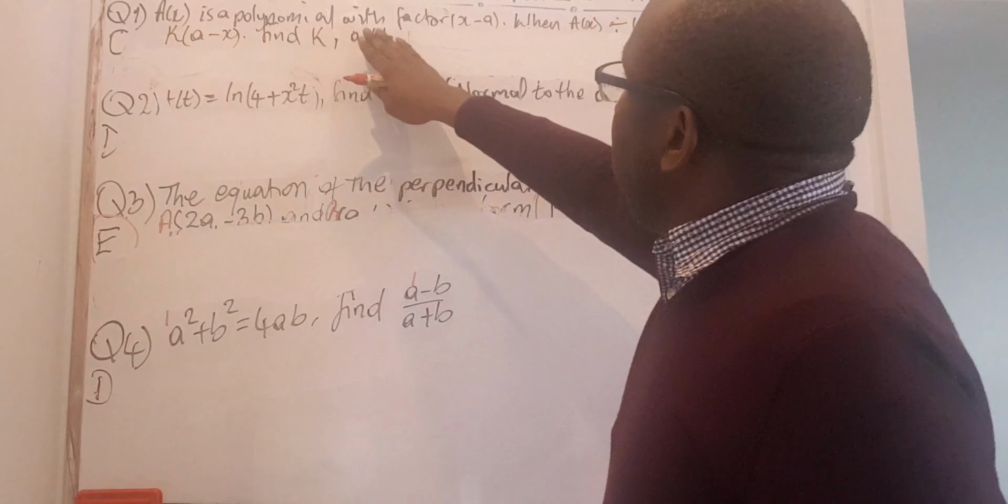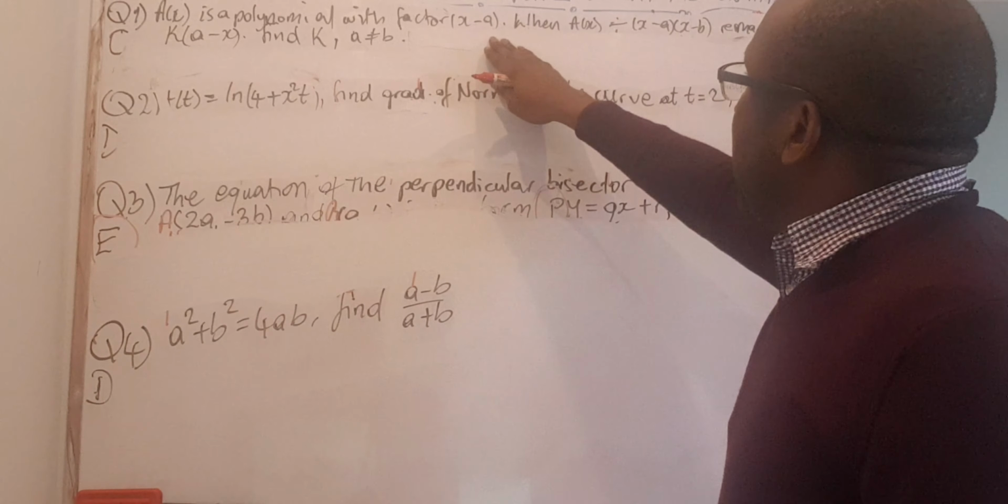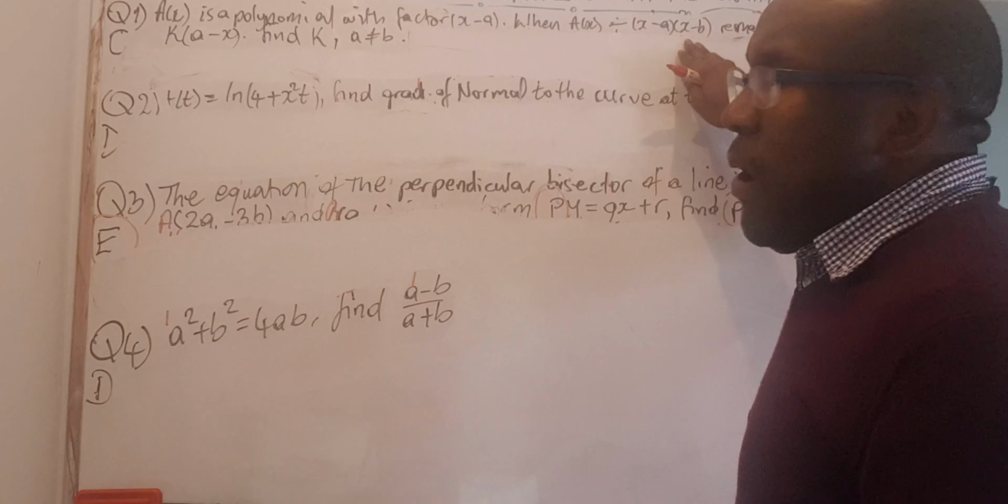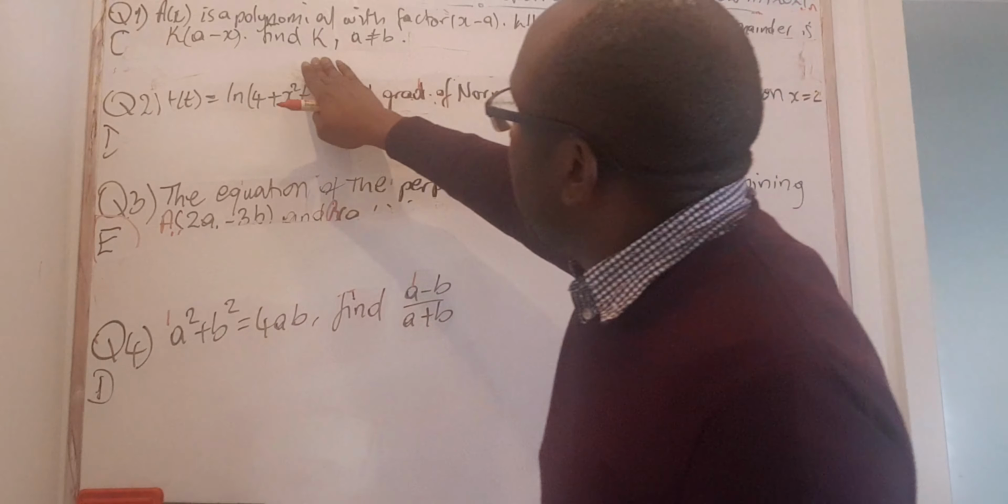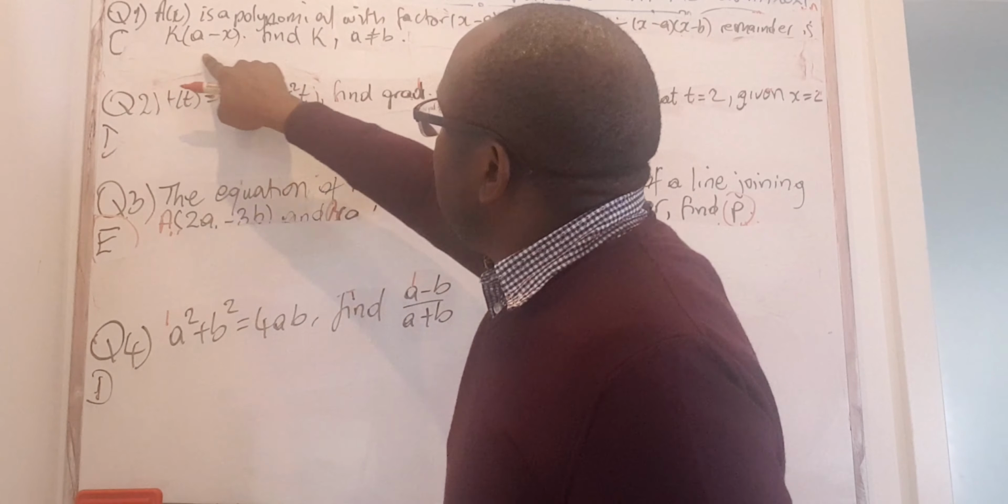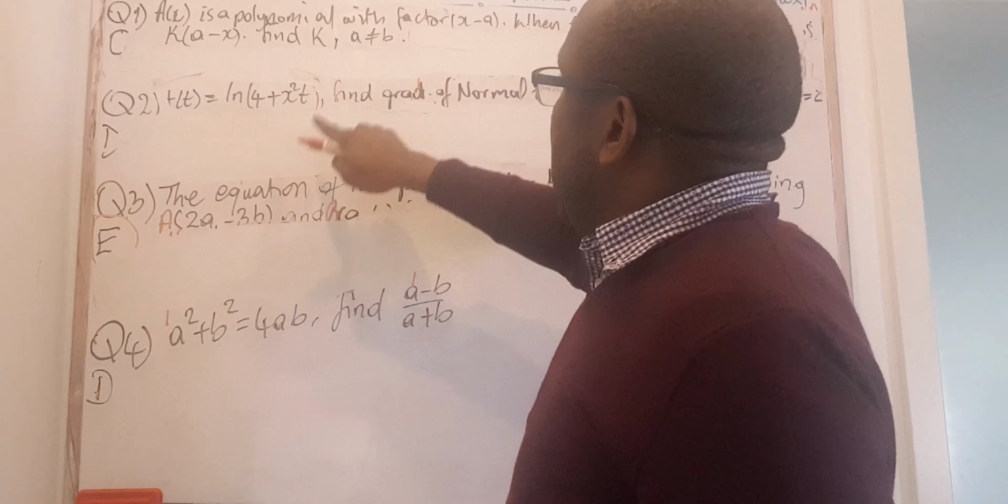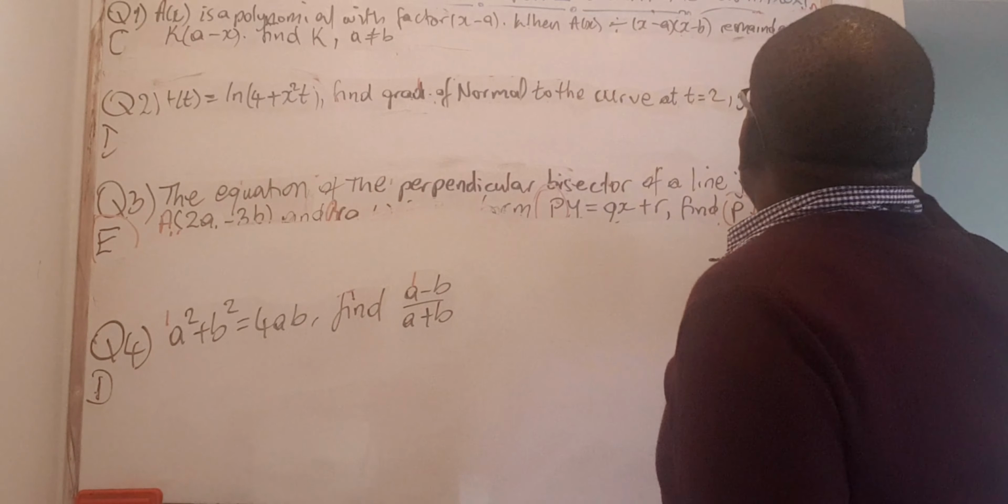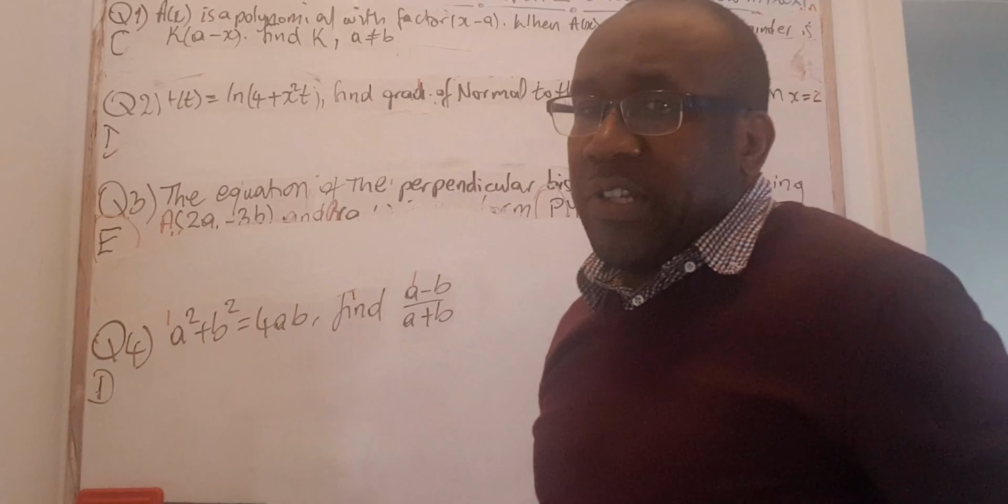So A of x is a polynomial with factor x minus a. When A of x is divided by x minus a multiplied by x minus b, it leaves a remainder, and you are told the remainder is of this form. Find k if a is not equal to b. So what was the idea here?